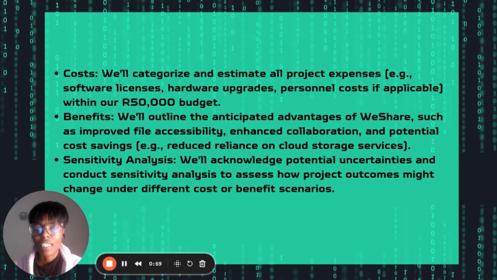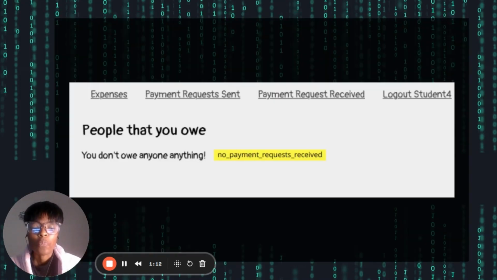And the sensitivity analysis will then acknowledge potential uncertainties and conduct sensitivity analysis to assess how project outcomes might change under different cost or benefit scenarios. We then have this screenshot from the WeShare app, which indicates what the app really has. So the app works like this: it'll show you expenses, it'll show you payment requests that are sent, it'll show you payment requests received. Before you have access to all this information, you will have to sign in, and then it will show you people that you owe and people that owe you.